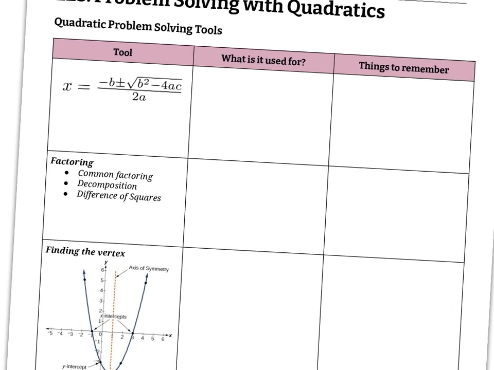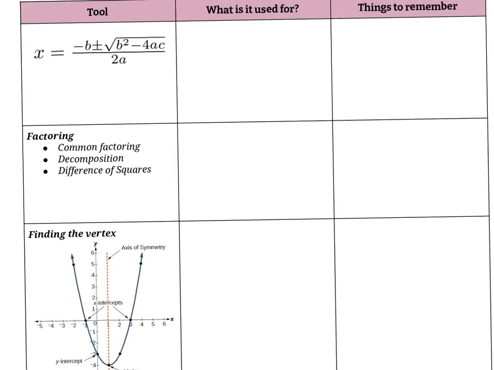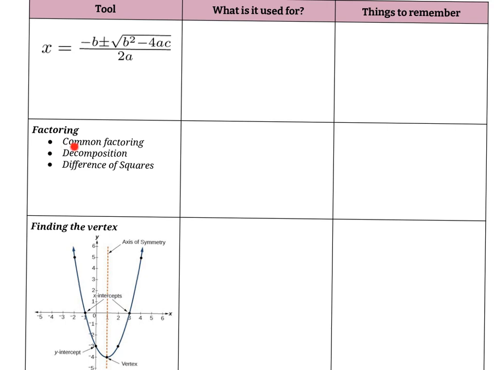We've also learned how to factor. And we've learned 3 factoring techniques. We know how to common factor. We know decomposition and its shortcut, sum and product. And we also know how to use difference of squares. And we can also use that to solve quadratic equations.